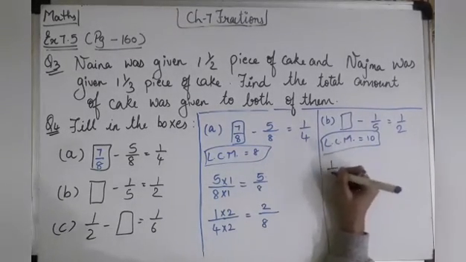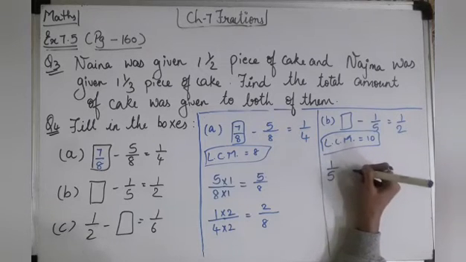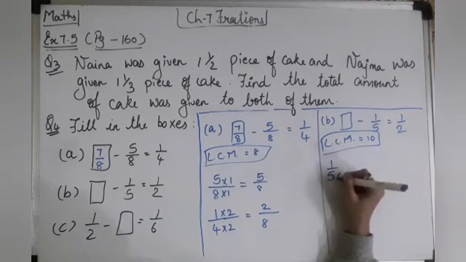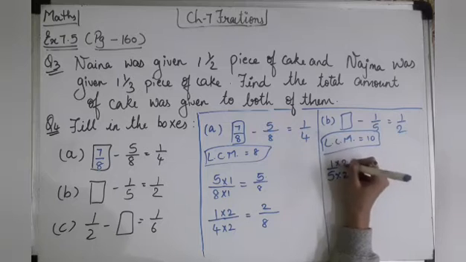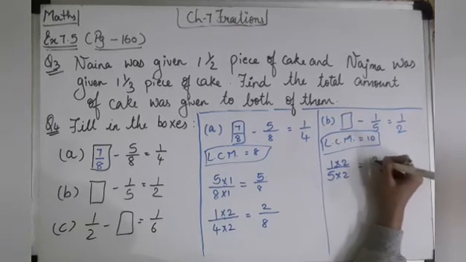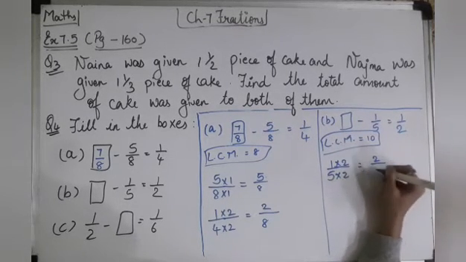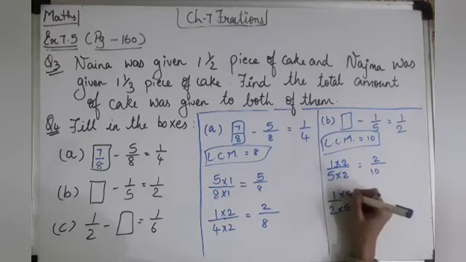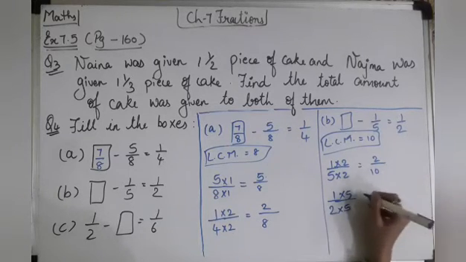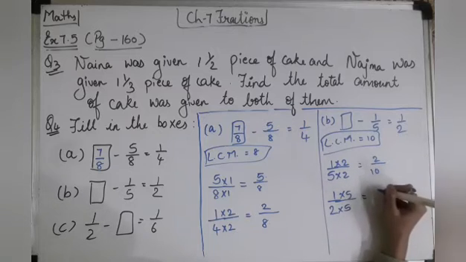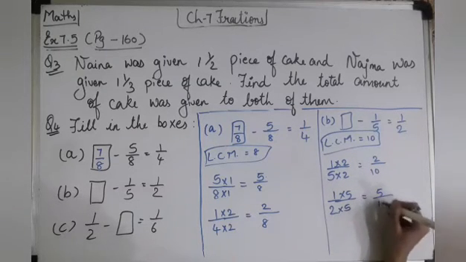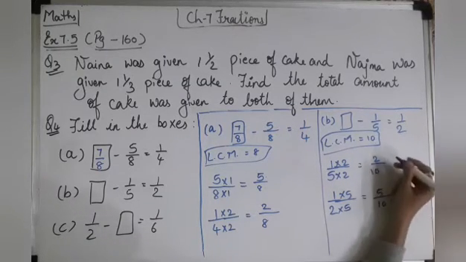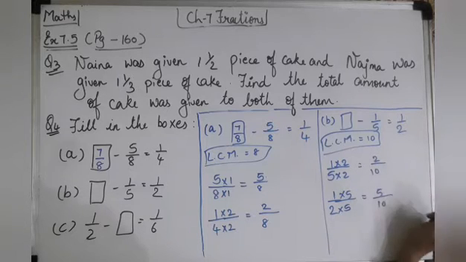So first fraction is 1 upon 5. By which number will I multiply 5 to get 10? I will multiply by 2. In numerator also 2. 1 2s are 2 and 5 2s are 10. Then 1 upon 2. By which number will I multiply 2 to get 10? I will multiply by 5. So in numerator also I will multiply by 5. 1 5s are 5 and 2 5s are 10. Okay. So we got 2 upon 10 and 5 upon 10.